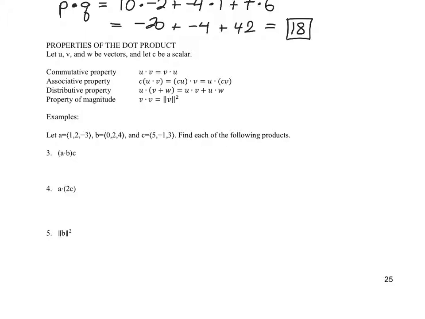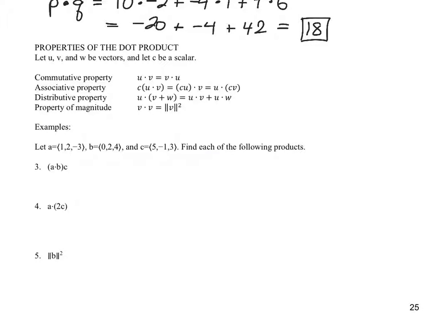So the properties, commutative property of dot product and distributive property and things like that, they all seem very familiar, so I don't think you're going to have too much trouble with that, so I'm going to pop a nice little star there.